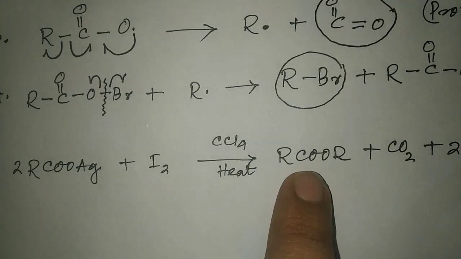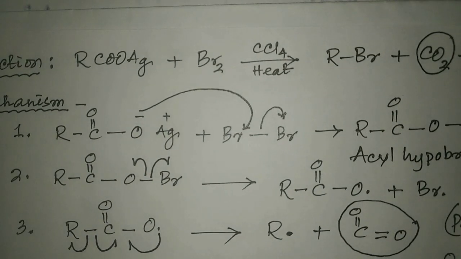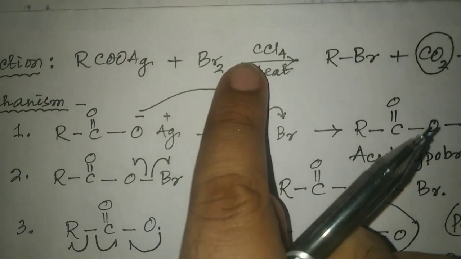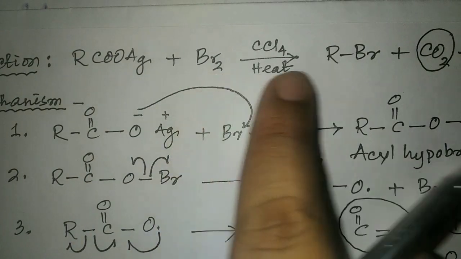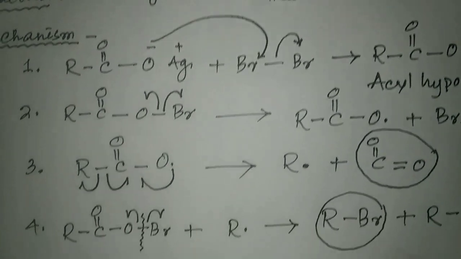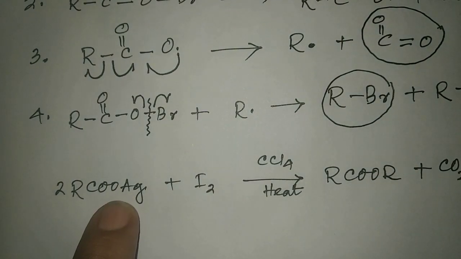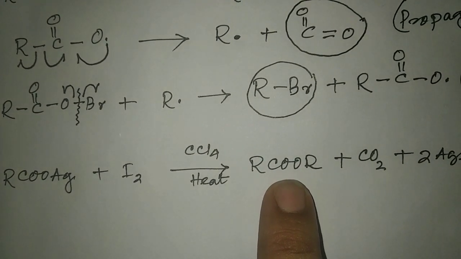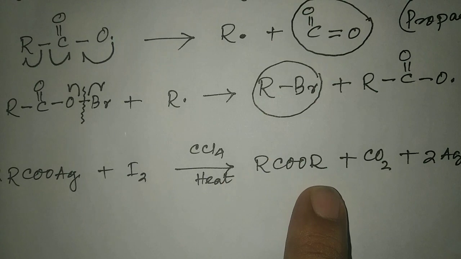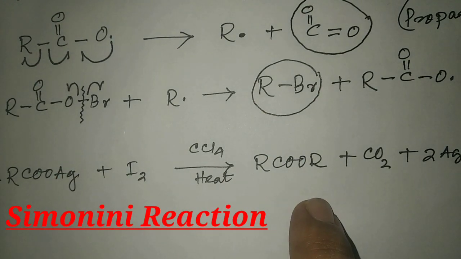So this is quite different from the previous reaction. In the previous reaction, the silver salt, when treated with bromine, gives alkyl bromide. Also, when the silver salt is treated with chlorine, you will get alkyl chloride. But when we take iodine with the silver salt of a carboxylic acid, generally we get an ester as our product. This modification of the Hunsdiecker reaction is quite different. This reaction is called the Simonini reaction.